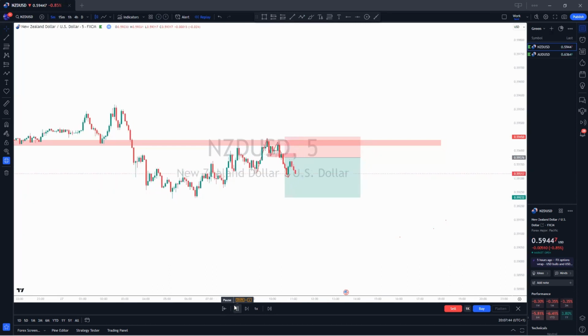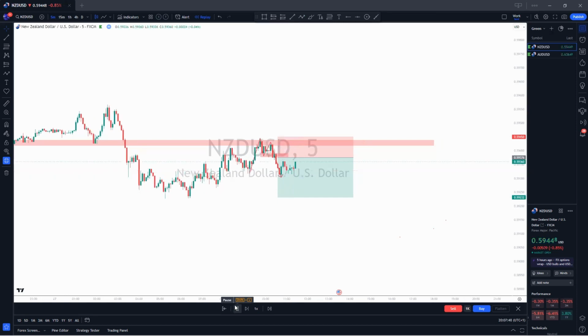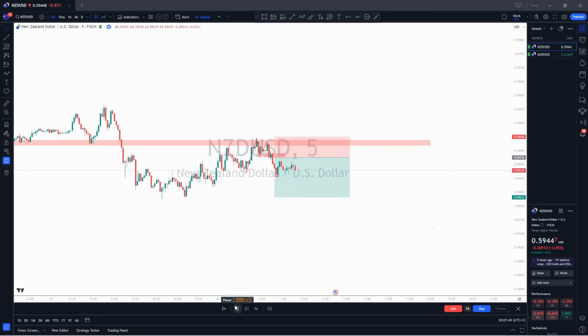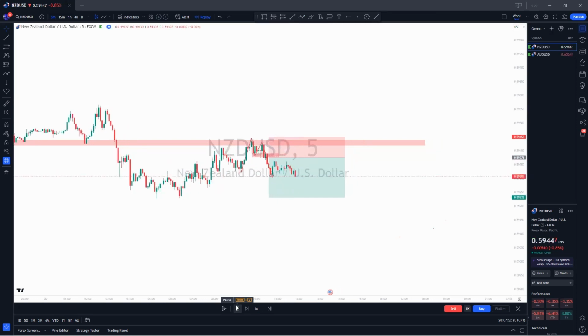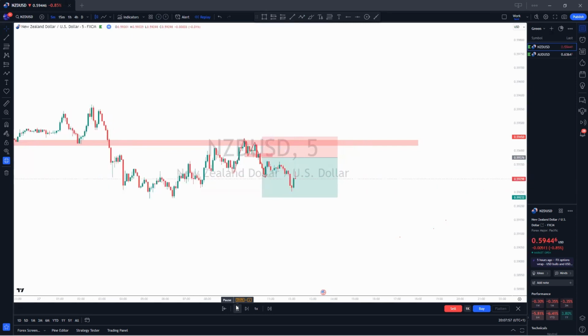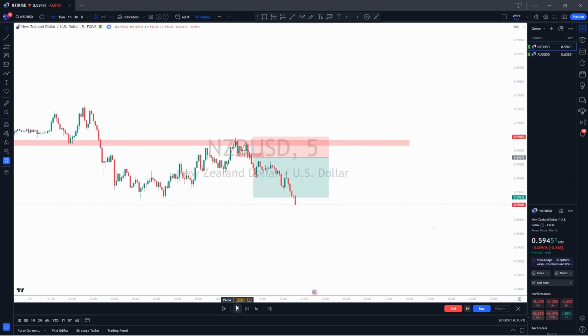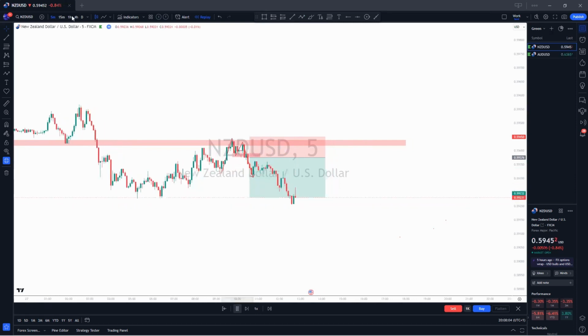Price went back as if it wanted to retest it, but then did not retest it. Yep, we did not retest. We now actually retest this one, and then we basically sold massively to the downside. Let's see. We did not actually get the retest. Let me find another example.